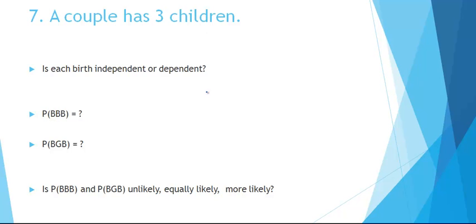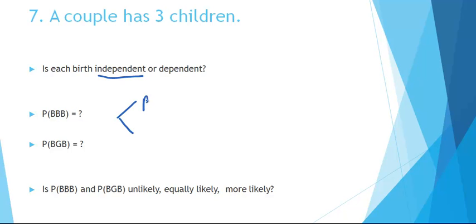Okay, good. So let's take a look. The first question is, is each birth independent or dependent? Well, every time you have a child, you could either have a boy or a girl, and half of the time you have a boy and the other half a girl. So the probability does not change at all. So these are independent events that occur in having children.